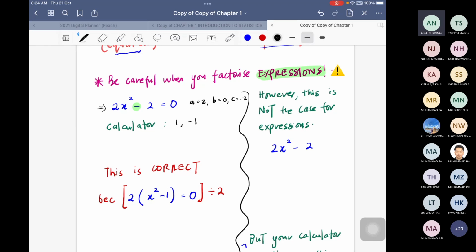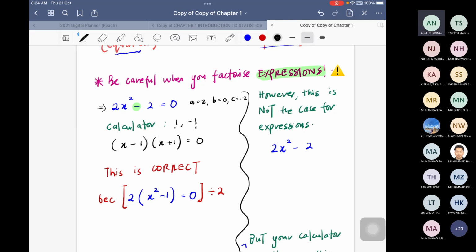Or it could be the other way around. Dapat negative 1 dulu baru dapat 1. Sama je. Okay, it doesn't matter which value you dapat dulu. So meaning that, bila I factorize, for the case of 1, dia akan jadi x tolak 1. And for the case of negative 1, dia akan jadi x tambah 1. So sama dengan 0. Okay, so this is going to be my factorization. Okay, untuk case factorization, ni adalah betul.